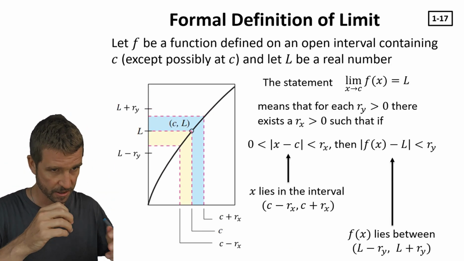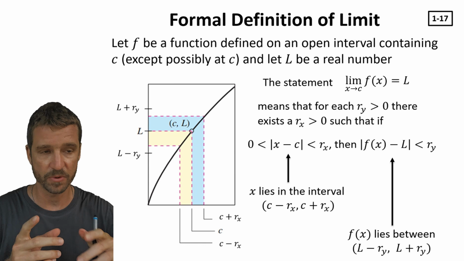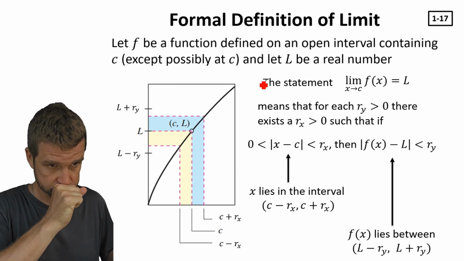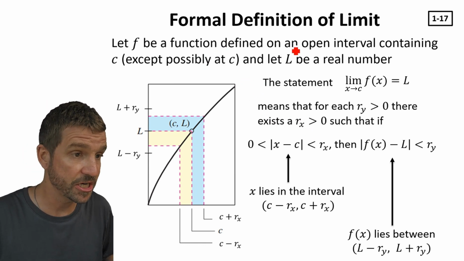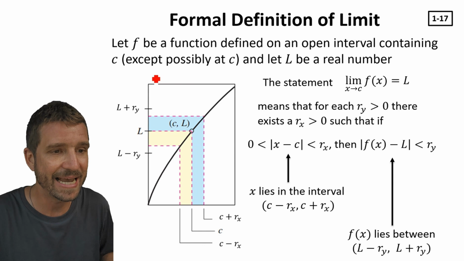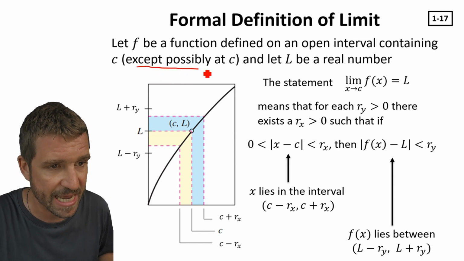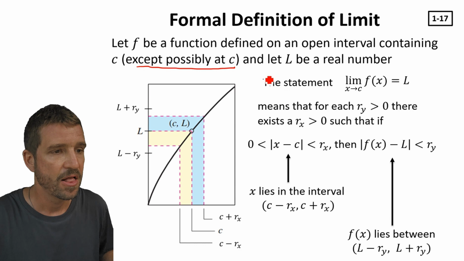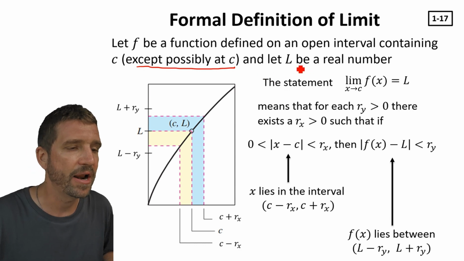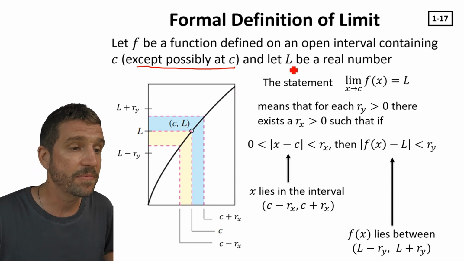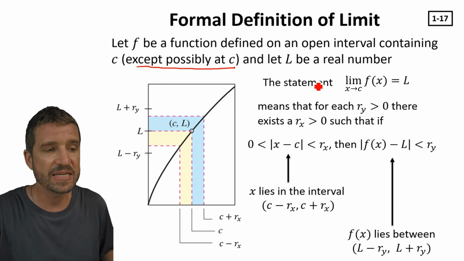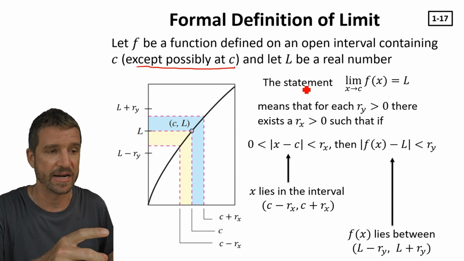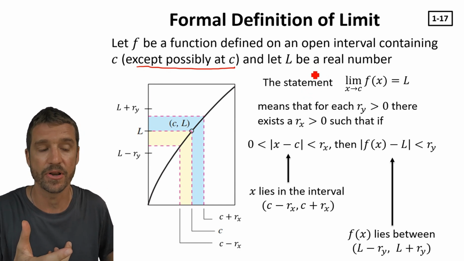So this is what it says. This is the complete definition like you're going to read in a book. So let f be a function defined on an open interval containing c, except possibly at c, which is what I just said, because it can be a hole, okay? And let L be a real number, and the reason they say that is sometimes L can be infinity, but this won't hold true when it's infinity, okay? Infinity is not a real number.